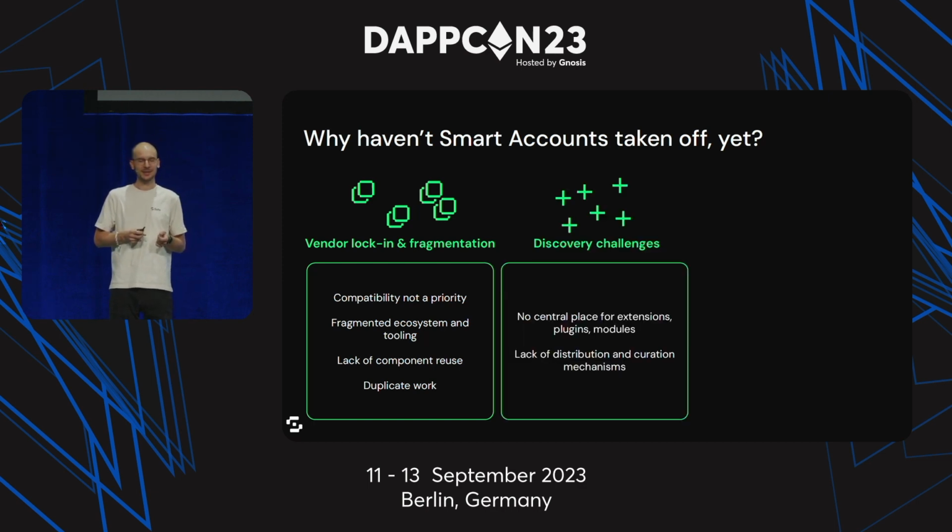A second challenge is discovery. I shared a slide with the many projects that work with Safe, so we have such an ecosystem map, but on a more technical level, we don't have a central place for all the extensions, all the customizations that one could do with smart accounts. That lack of discoverability leads to a lack of distribution, and also there are generally no curation mechanisms, which we have to work on. But it is a problem for adoption, because even inside the Safe ecosystem, there is duplicated work being done, and there is a lack of reusability.